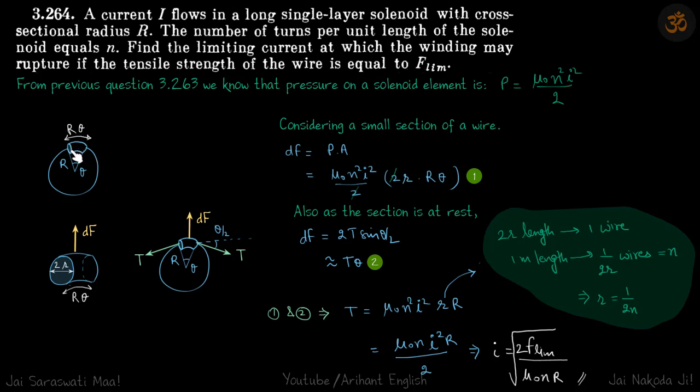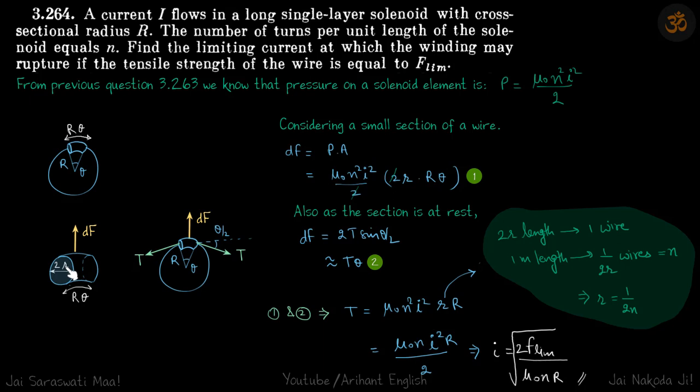So we are going to consider a small part of this wire. This is the cross section of the solenoid, which consists of lots of wires. Of those lots of wires and loops, we'll take just one loop, and of that one loop, we'll just take one small piece of the wire. This is the radius of the solenoid, and if the angle is theta, the length of this small wire is R theta.